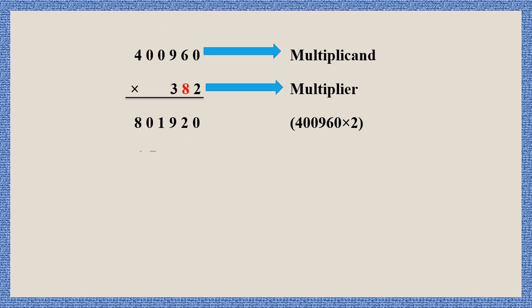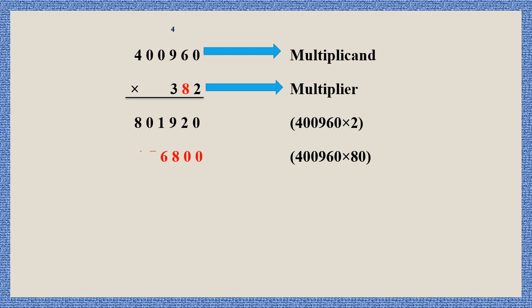Now let's move on to multiplying 8 of the multiplier with all the digits of the multiplicand. Since 8 is at the tens column, we will write 0 in the unit column and then start multiplying. So 8 times 0 is 0. 8 times 6 is 48. 8 will be written in the answer and 4 is written above 9 as carry. 8 times 9 is 72. Plus 4 makes it 76. 6 will be written in the answer and 7 is written above 0 as carry.